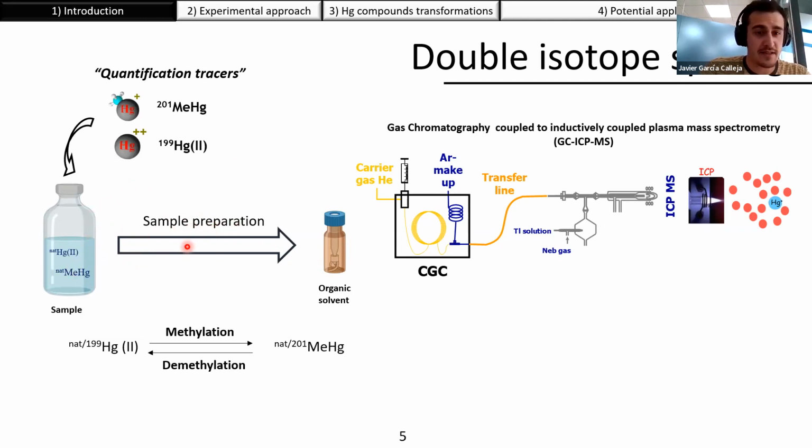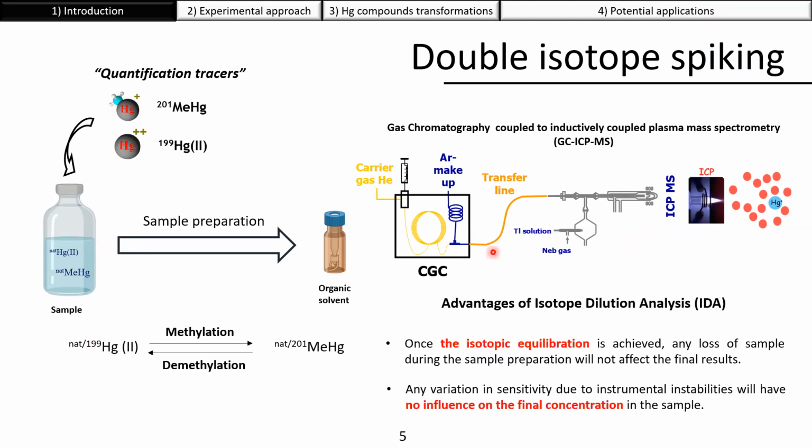So during this derivatization step, you can have methylation or demethylation of both mercury compounds, but also some mercury losses due to incomplete recoveries. Because of that, we have the advantages of isotope dilution analysis. Once the isotopic equilibration is achieved, any loss of sample during the sample preparation will not affect the final results. But also, any variation in the sensitivity due to instrumental instabilities will have no influence on the final concentration.